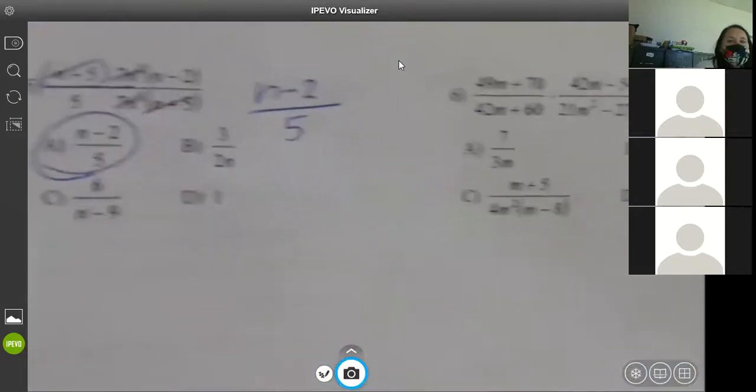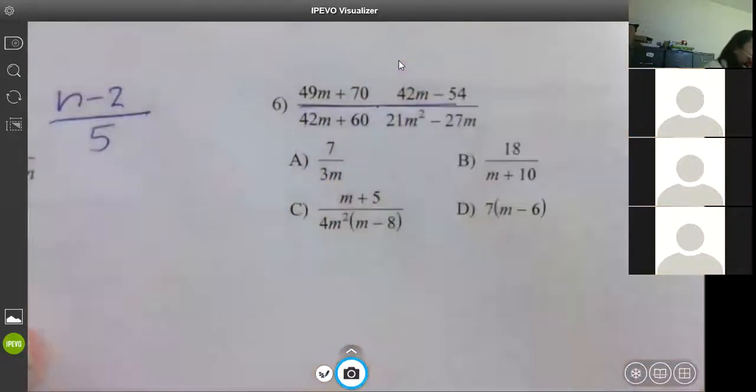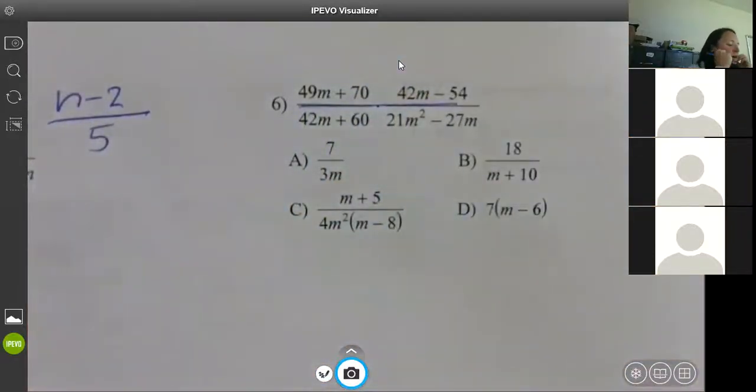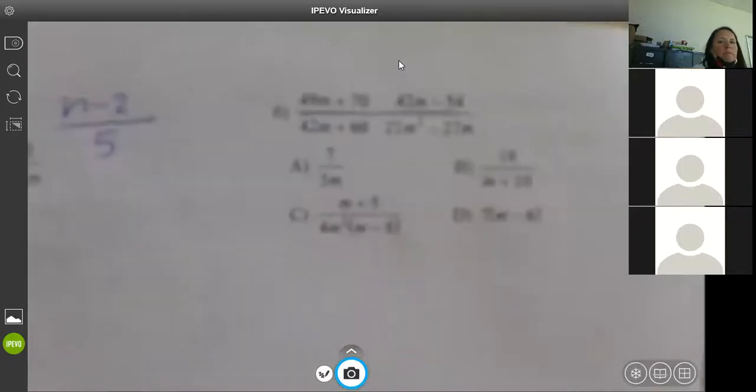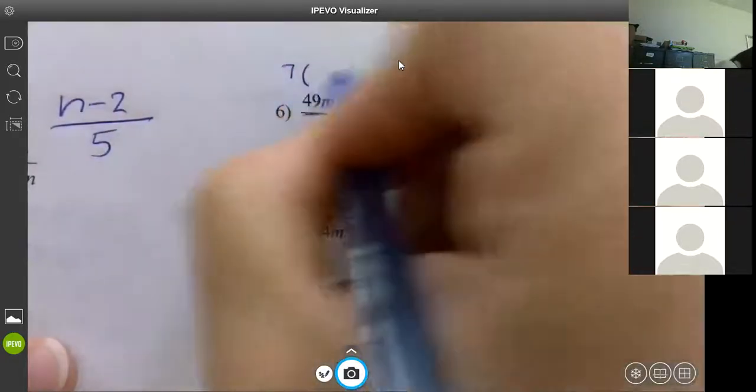Okay, next one. Again, you can spread it all out, but you're going to have to factor everything. Factors, what can I pull out of 49m and 70? Sorry, it was real blurry. 7. What's it leave you with?